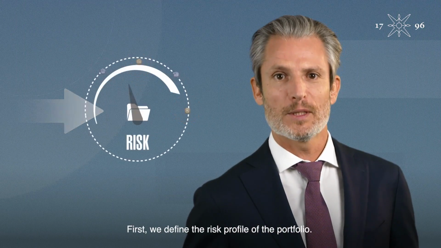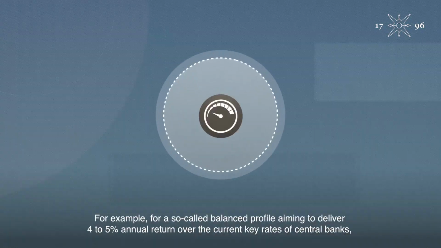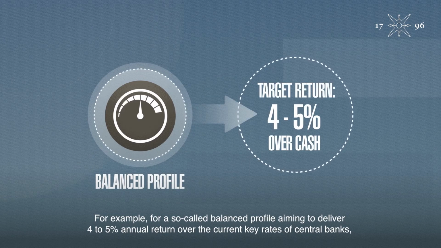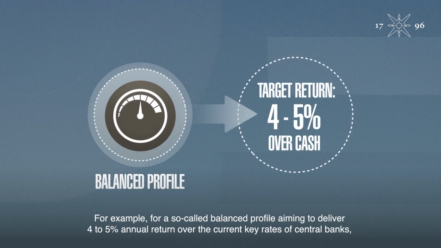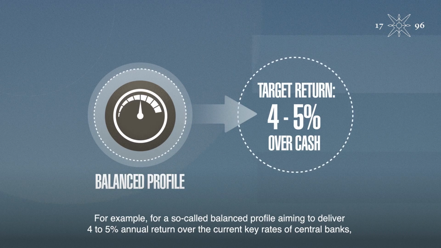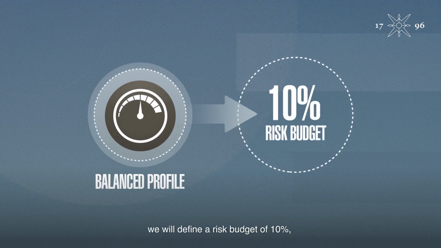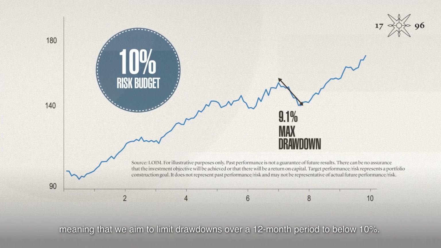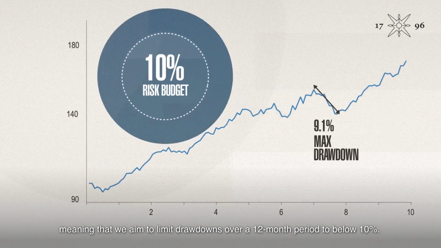First, we define the risk profile of the portfolio. For example, for a so-called balanced profile aiming to deliver 4 to 5% annual return over the current key rates of central banks, we will define a risk budget of 10%, meaning that we aim to limit drawdowns over a 12-month period to below 10%.